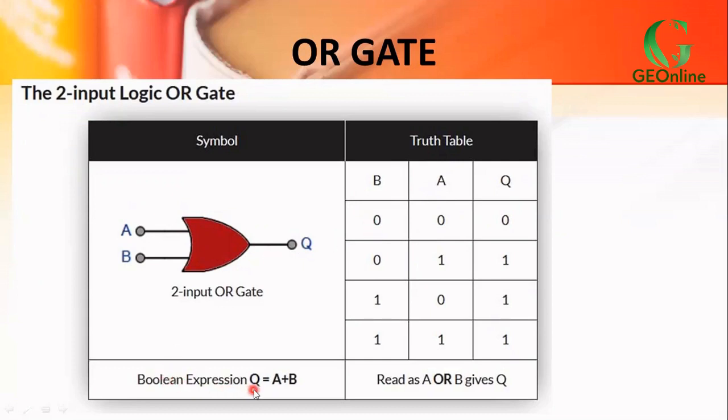The Boolean expression is Q is equal to A plus B. So 0 plus 0, 0, 0 plus 1, 1, 1 plus 0, 1, 1 plus 1, that means 2 high. So it's also a high.